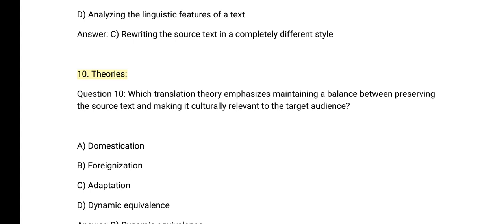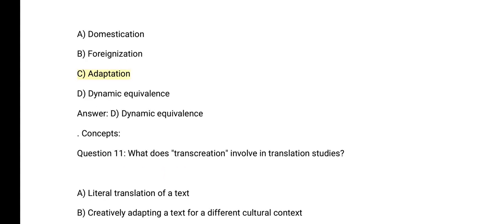10. Theories. Question 10. Which translation theory emphasizes maintaining a balance between preserving the source text and making it culturally relevant to the target audience? A. Domestication. B. Foreignization. C. Adaptation. D. Dynamic equivalence. Answer. D. Dynamic equivalence.